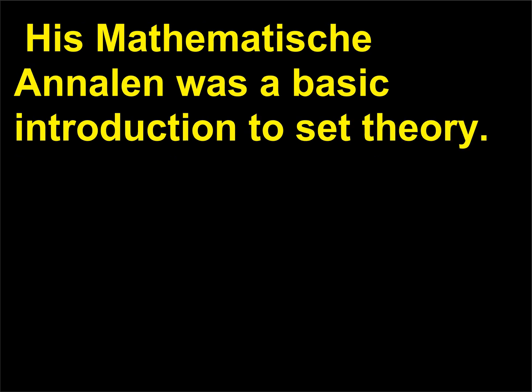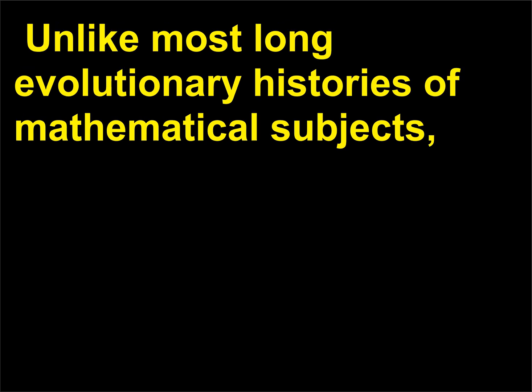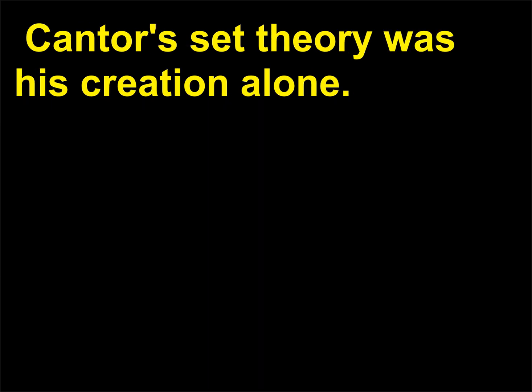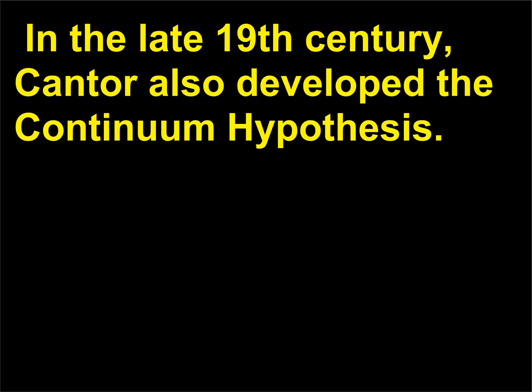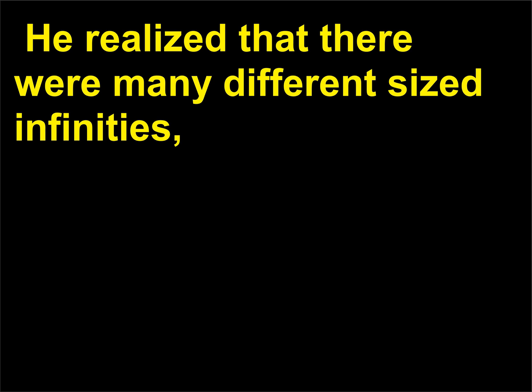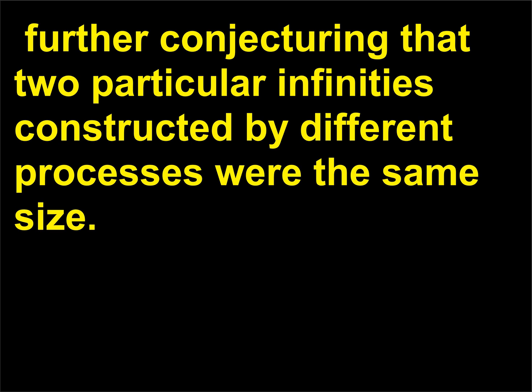His Mathematische Annalen was a basic introduction to set theory. Unlike most long evolutionary histories of mathematical subjects, Cantor's set theory was his creation alone. In the late 19th century, Cantor also developed the continuum hypothesis. He realized that there were many different sized infinities, further conjecturing that two particular infinities constructed by different processes were the same size.